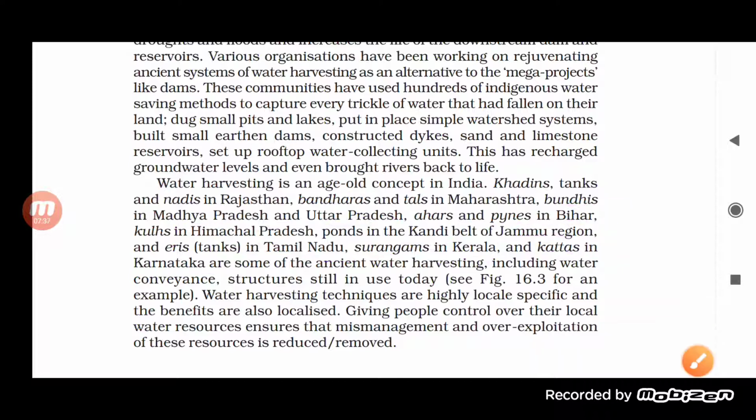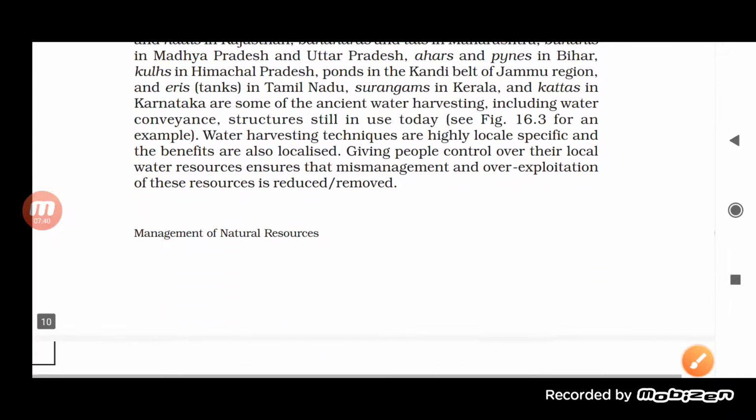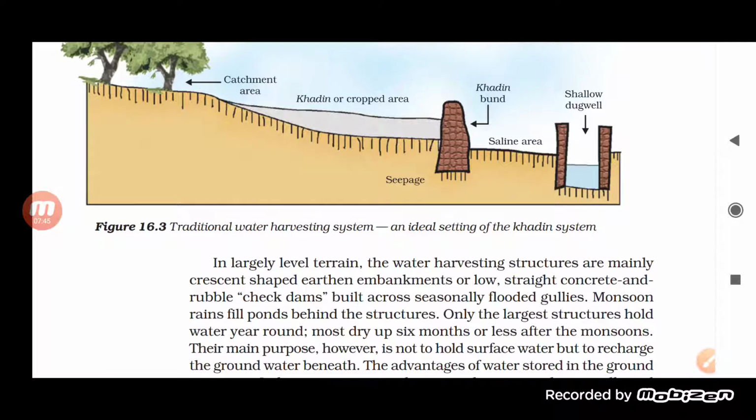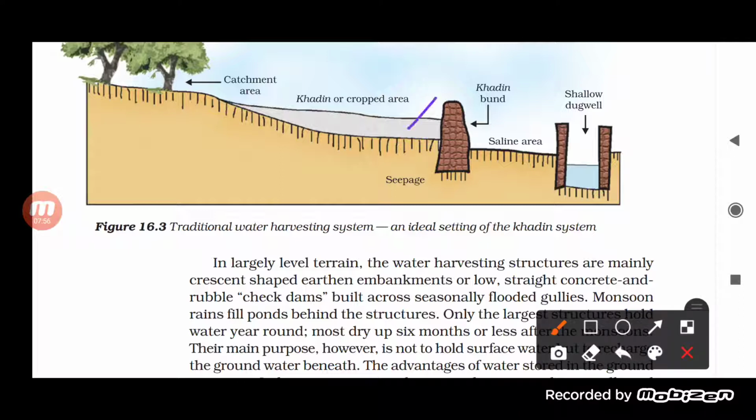The water harvesting is what? This is the method by which we can preserve the water. This is the khadin system in Rajasthan. So khadin, or cropped area, this is what? This is the khadin. Actually, what happened, the people used to make a shallow place wherever the agriculture is there. If there is any deep or shallow place near their field, they used to convert it into khadin.